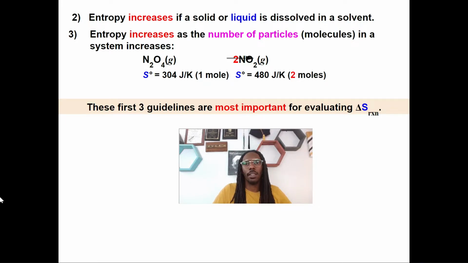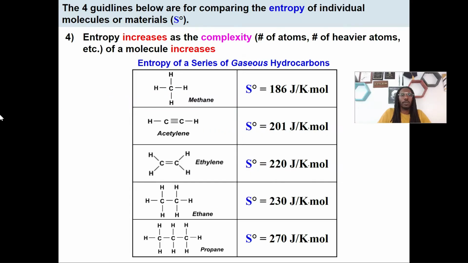Now I want to give you guys some other guidelines that can also help you with entropy. Now let's talk about some more guidelines, in this case when we're comparing the entropy of individual molecules. So let's look at number 4. Entropy increases as the complexity, either the number of atoms or the number of heavier atoms, of a molecule increases. Let's just look at the first one and the last one. Methane, CH4, we can see that entropy is going to be 186. Very simple compound, single bonds right there.